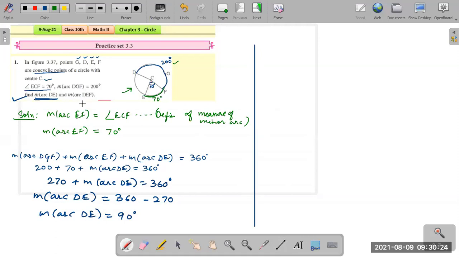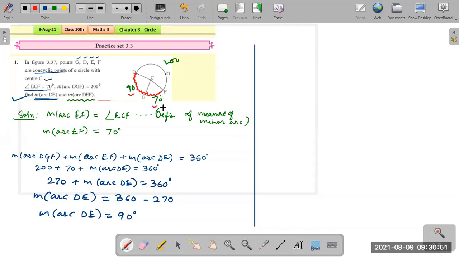That is, we have to find measure of arc DEF. Okay, let me highlight. So far we have got, this is 70, this is 90, DE is 90, DGF is 200 and EF is 70. What are we asked to find? DEF. Let me highlight DEF. So just look at it carefully, students. How can we find DEF?